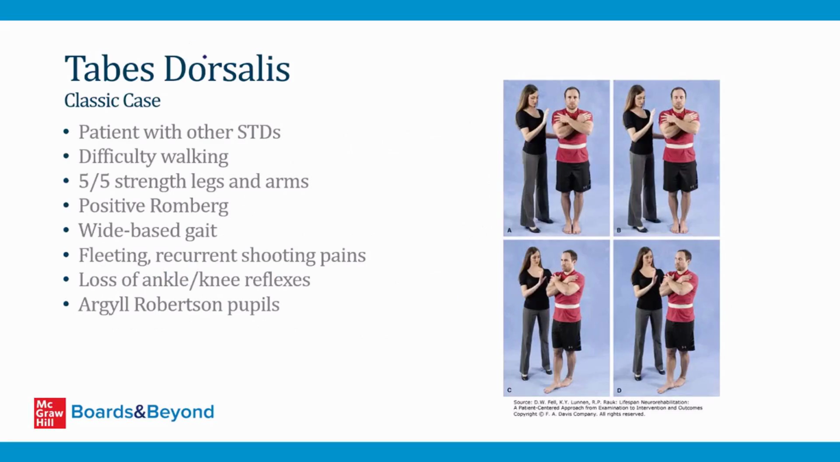So the classic case of tabes dorsalis to be aware of is going to be a patient who, first of all, has other sexually transmitted diseases, just like syphilis. They will have difficulty walking, and that's because of the sensory ataxia. Their strength in the legs and arms will be entirely normal. They'll have a positive Romberg test. That's what's depicted in the top two panels of this picture on the screen here. They'll have a wide-based gait. They'll complain of fleeting, recurrent shooting pains. When you test their lower extremities, they'll have absent or hyporeflexive ankle and knee reflexes. And on eye exam, they may have Argyll-Robertson pupils.